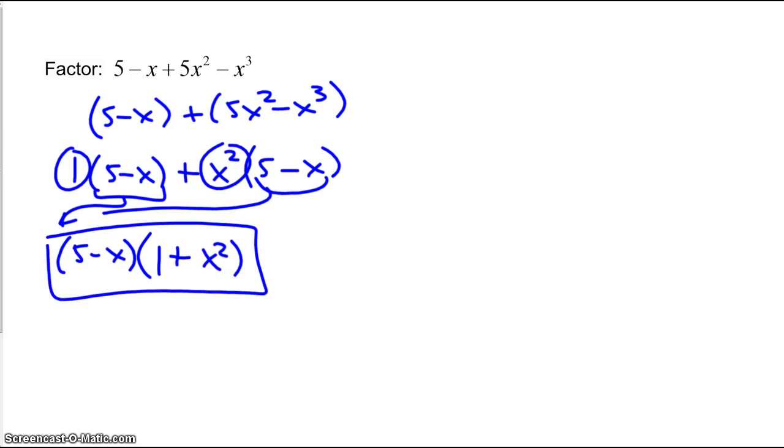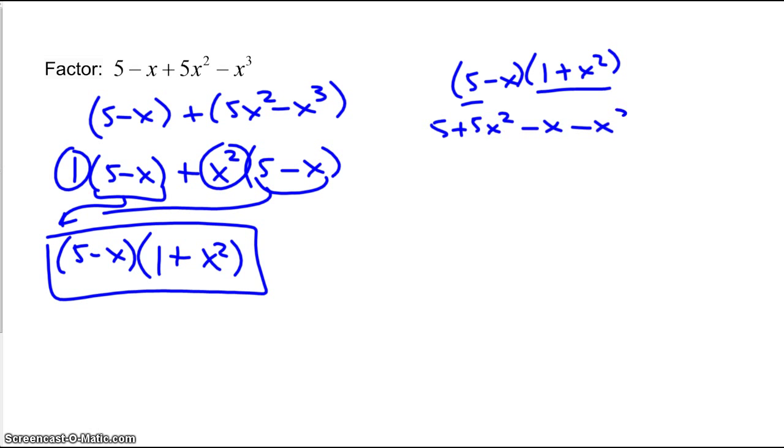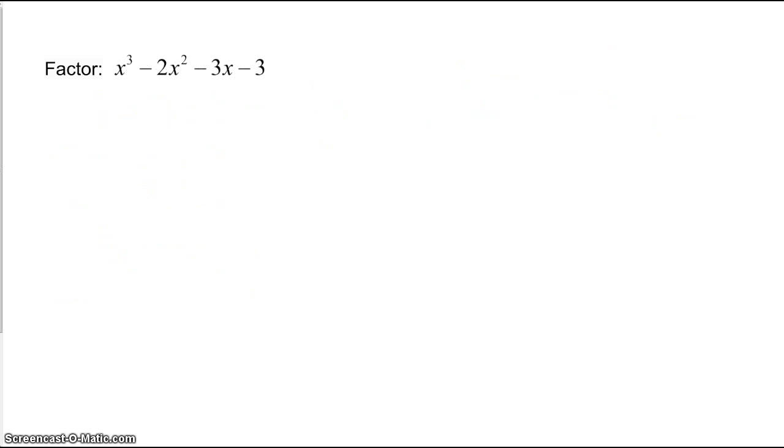Let's check. In this case, we should check, I think. These kind of problems, it's easy to make a little error. So everything in here times 5, 5 plus 5x squared, everything in here times negative x, negative x minus x cubed. Let's see, I've got a 5, a negative x, a 5x squared, a negative x cubed. That works. Okay, one last example.